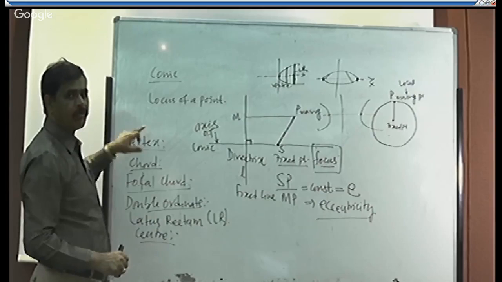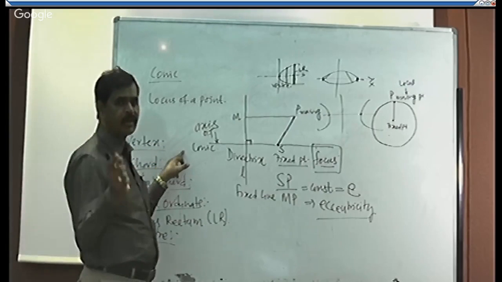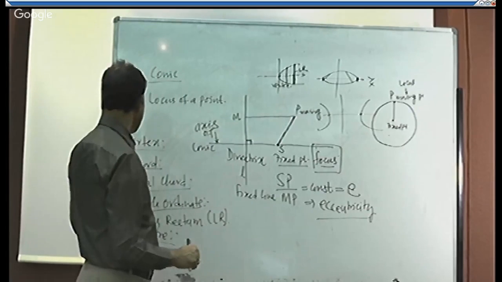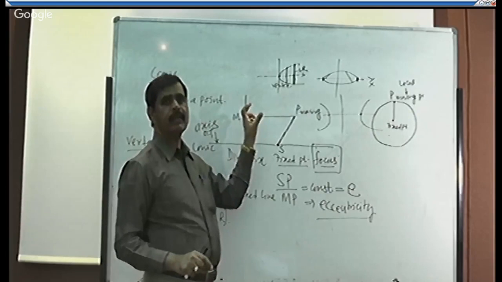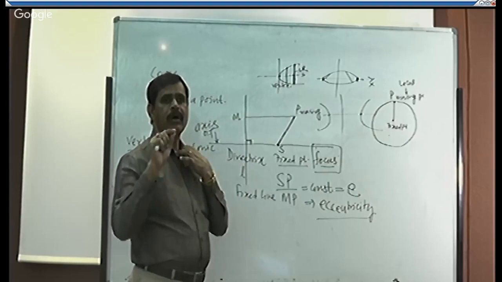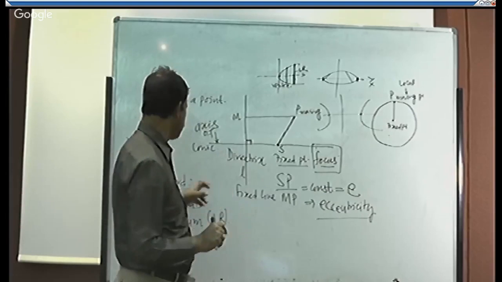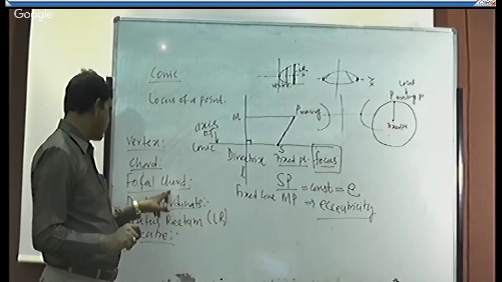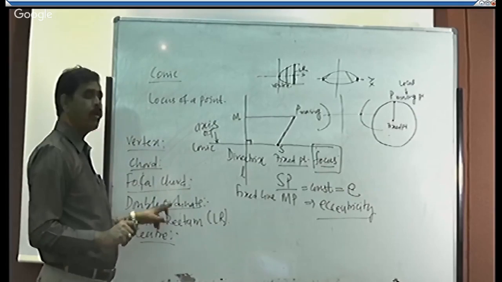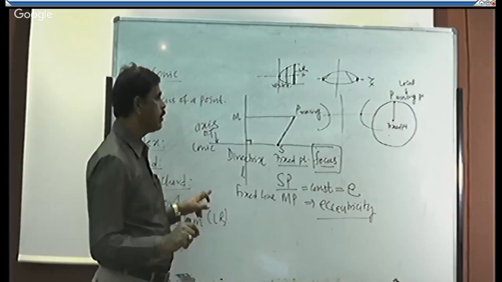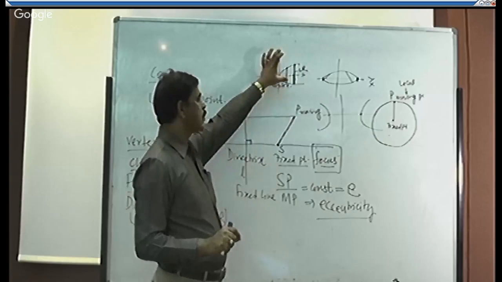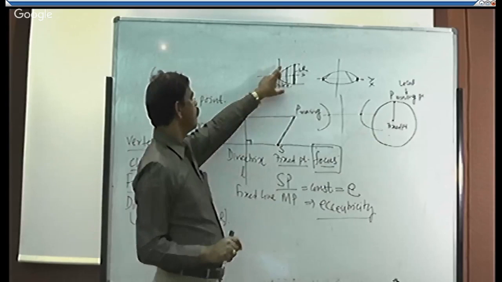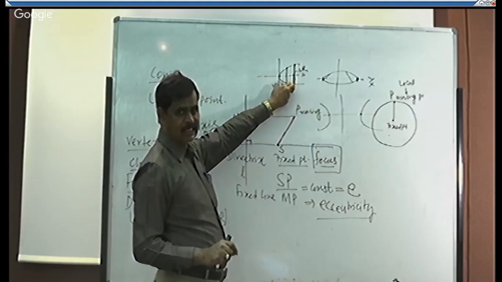Vertex. What is vertex? Vertex is a point at which the axis and the conic meet, right? This is the vertex of the parabola. Next, what is chord? A chord is a line between two points on the surface of the conic, right? Focal chord is any chord which is passing through the focus. What is double ordinate? Double ordinates are two points on the surface of the conic, the line joining them is perpendicular to the axis, right?